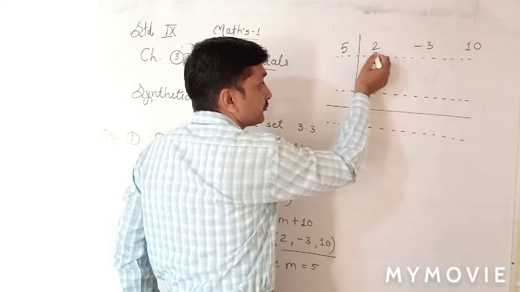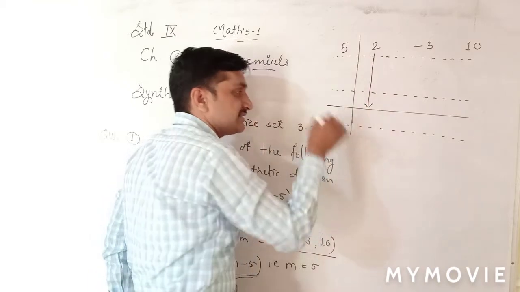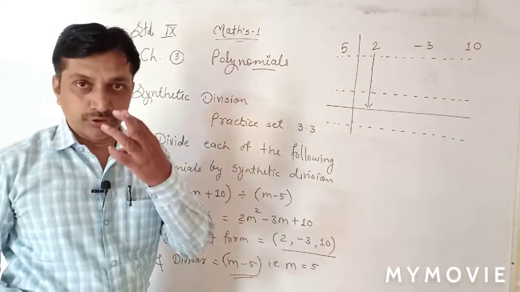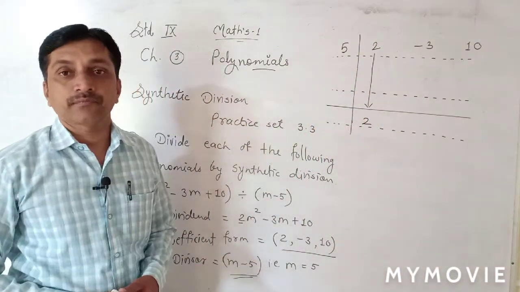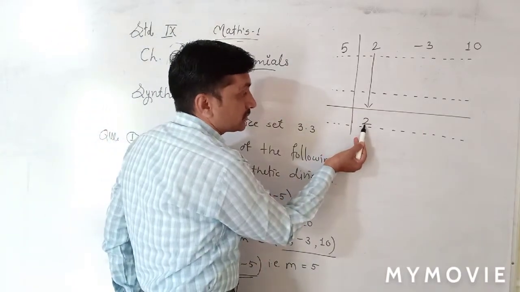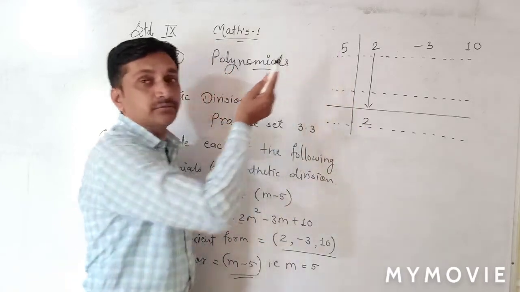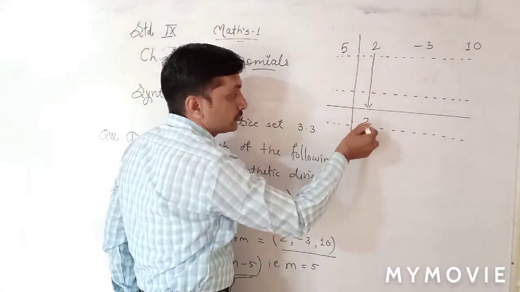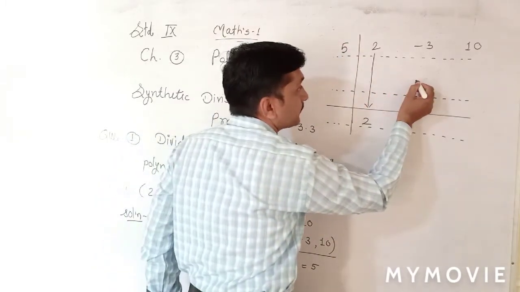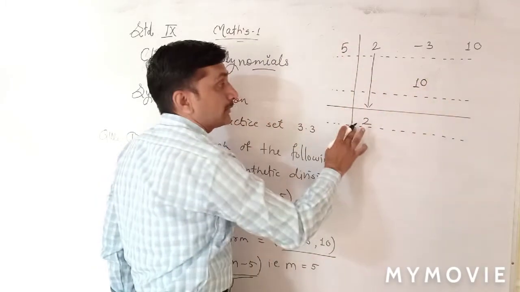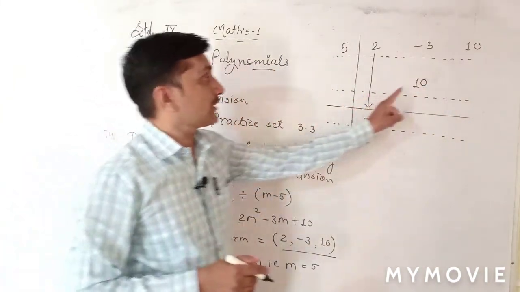After that, this is the first coefficient, then second and third. Write the first coefficient down as it is in the third row. 2 as it is. Okay. After that, multiply this number with this divisor, means 5. Whichever number comes here, you multiply with 5. Then 2 5s are 10. And write the product in the second row. Whichever product comes, write it in the second row.